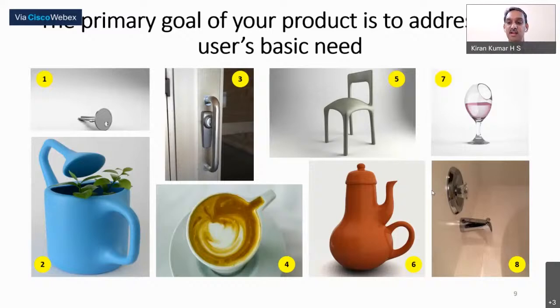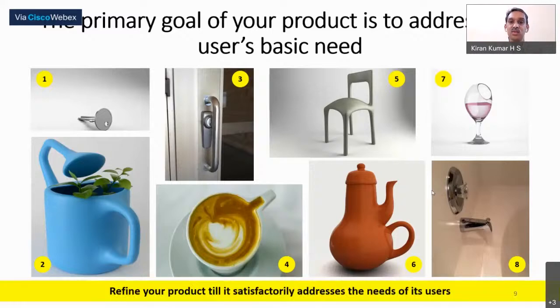Or item number 8, where the water is coming out of the tap not inside the bathtub, but outside the bathtub. Or maybe even if you have a wash basin at home, if the water falls on the outer surface of the wash basin rather than within the wash basin, then it's again of no use, right? So you need to build a product that addresses the user's basic needs. So make sure that you refine your product till it satisfactorily addresses the user's needs.